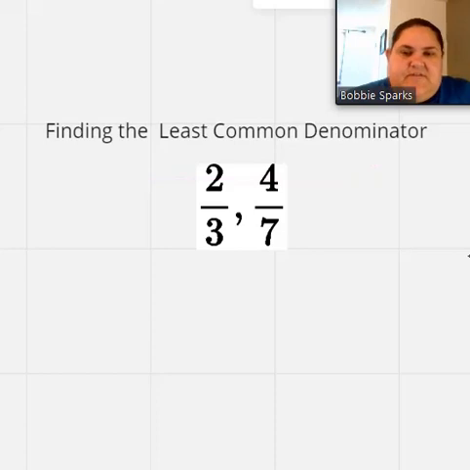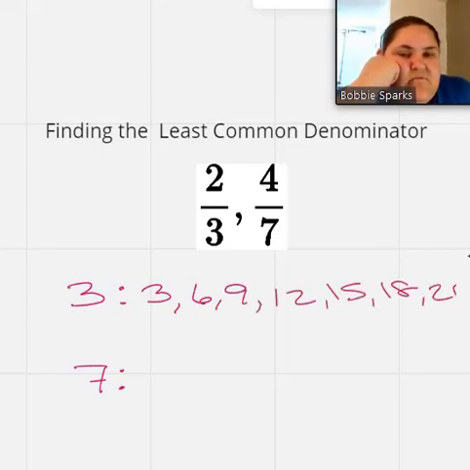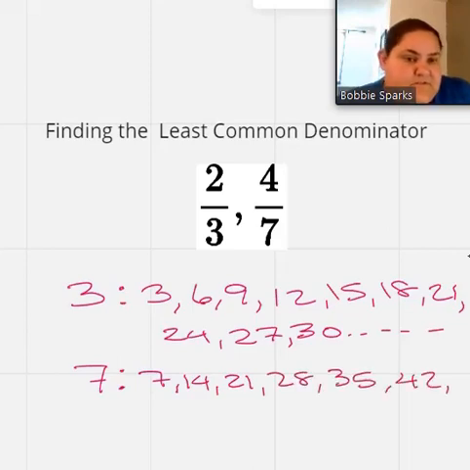So let's look at these two numbers. I have 3 and I have 7. So I'm going to write my 3 here and I'm going to write my 7. Now, I could spend a lot of time thinking through, well, how many multiples of 3 do I have? I could count by threes, right? 3, 6, 9, 12, 15, 18, 21, 24, 27, and I could keep going, right? All the way up. Now 7, I can do the same thing. I've got 7, 14, 21, 28, 35, 42, and so forth, right?